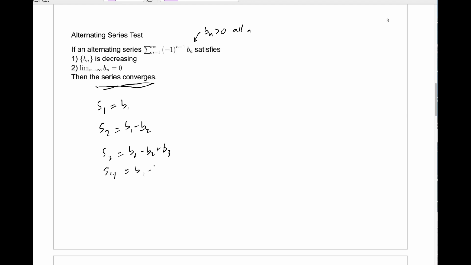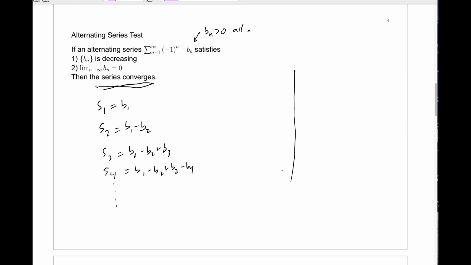S4 is b1 minus b2 plus b3 minus b4. Notice that this, of course, gets smaller than the previous one, S3, but it's still bigger than S2, because this b3 minus b4, which is what you have to add to S2 to get S4, is certainly positive because the b's are decreasing. b4 is smaller than b3. And we can continue on like this.